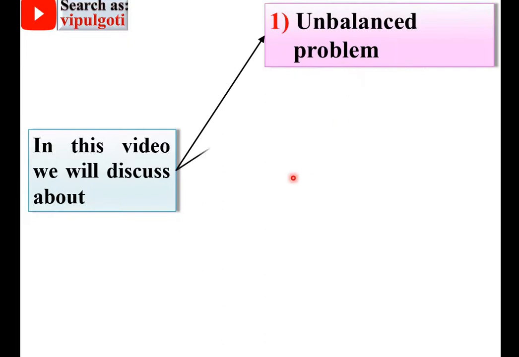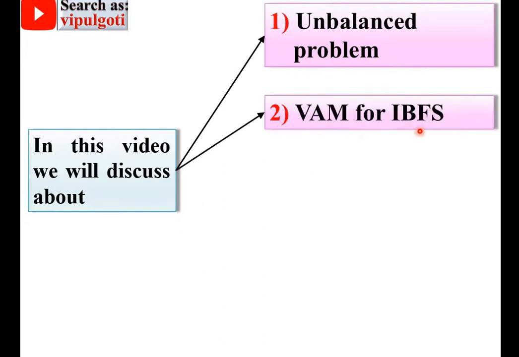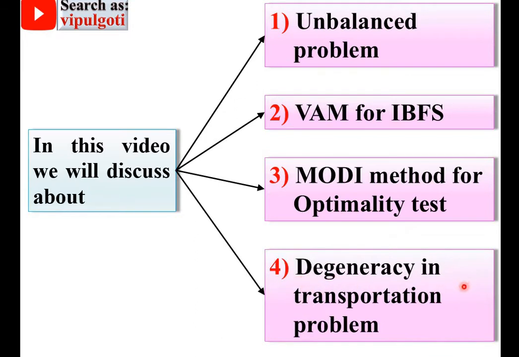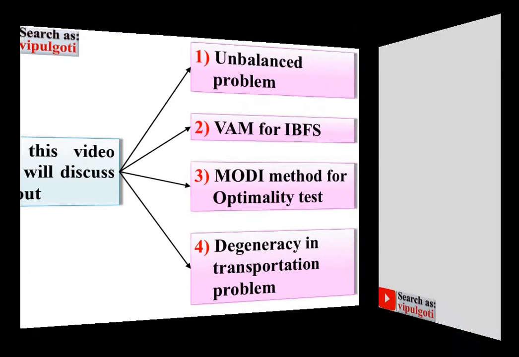In this video we will discuss the unbalanced problem. Next, the Vogel approximation method for the initial basic feasible solution. Next, the MODI method for the optimality test. And at last, degeneracy in the transportation problem. All these different points we are going to discuss with the help of one problem. So focus carefully, it is a very important problem from the exam point of view. So let's start with the description.